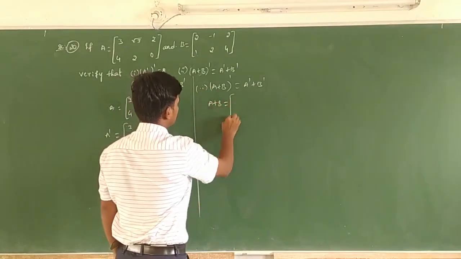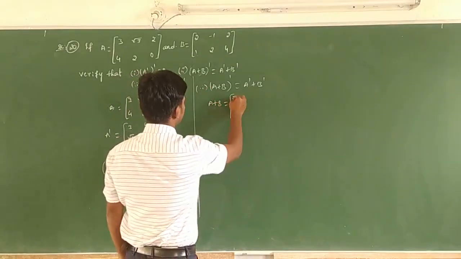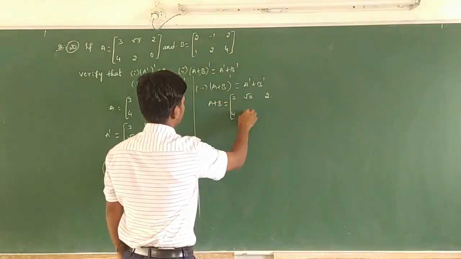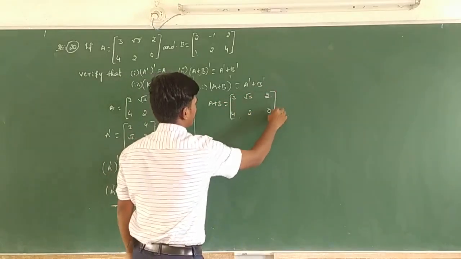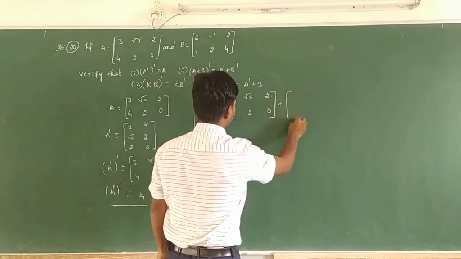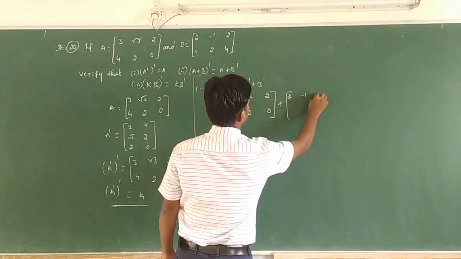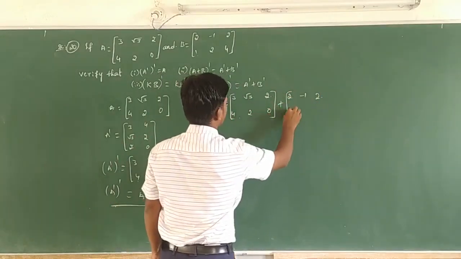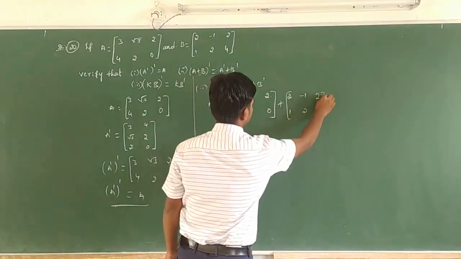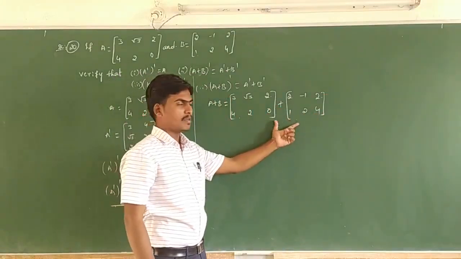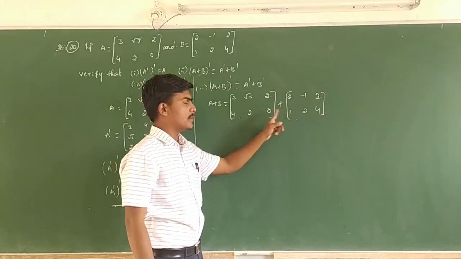A plus B is equal to, what matrix A have they given? It is 3, root 3, 2. Next 4, 2, 0. Right? Plus, what matrix B have they given? Here matrix B is 2, minus 1, 2, 2, minus 1, 2. Next 1, 2, 4. Observe that both are square matrices and the order is the same. So again, addition of these two matrices is possible.